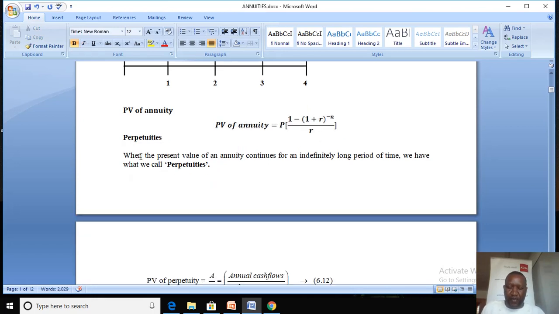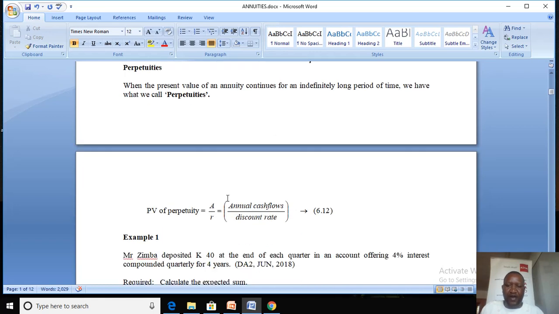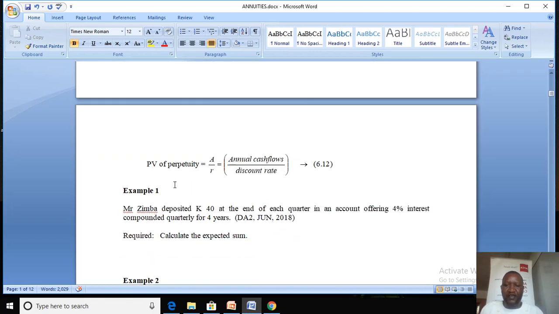Let's look at the perpetuity. What is a perpetuity? When the present value of annuities continues for an indefinitely long period of time, we have what we call a perpetuity. So these are annuities that are almost endless. The formula for calculating the present value of a perpetuity is equal to the annuity itself, A, divided by R.